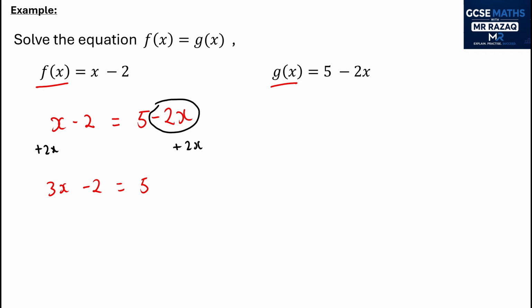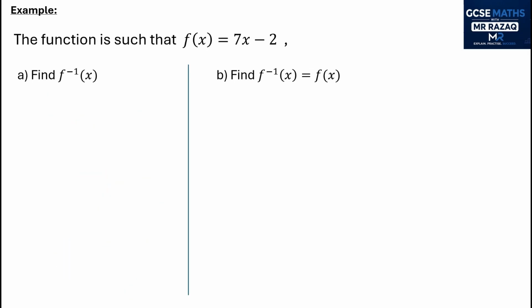And then we can take this minus 2 to the other side by doing plus 2 over here, plus 2 on this side. And then we are left with 3x is equal to 5 plus 2, which is 7. Divide both sides by 3. And the value of x is equal to 7 over 3. And that's my answer. Let's look at another example.